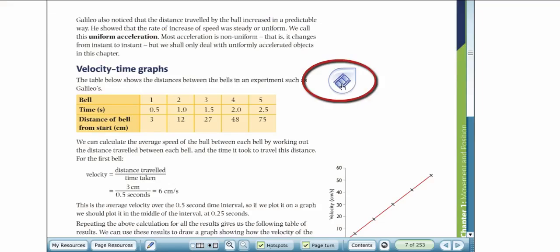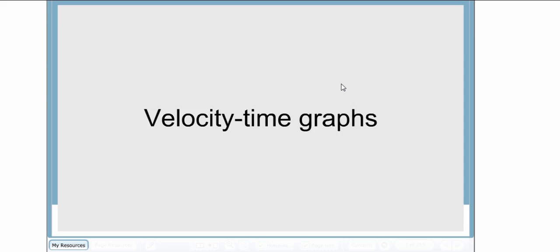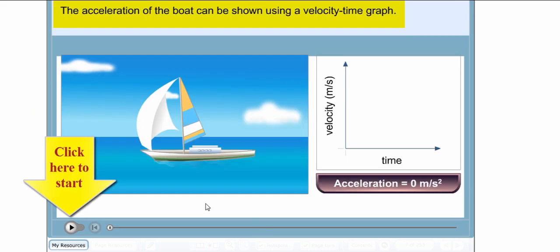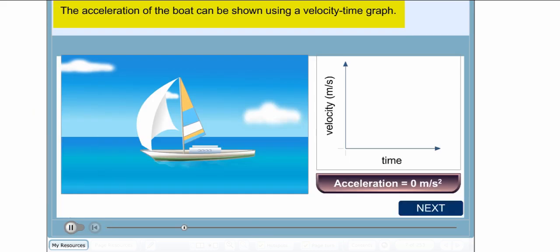Now we're going to see an example from the book of a boat changing its velocity. If we press on the hotspot icon on page 7, we'll get to this example. In this example, we're able to see how the boat's velocity is changing with respect to time using the graph on the right. Also, we'll be able to see the value of the acceleration.